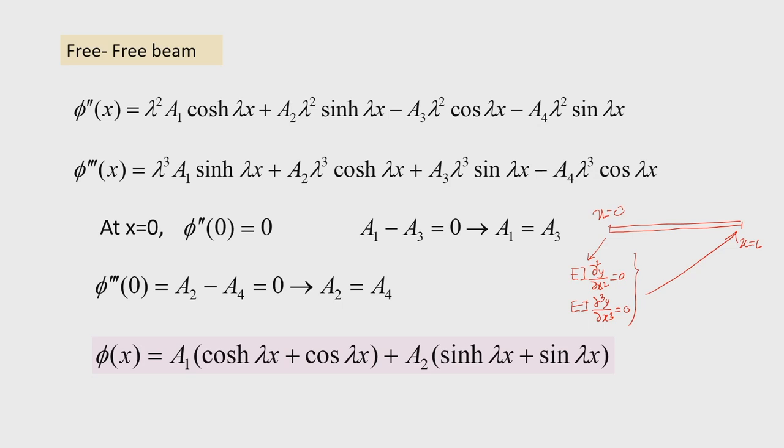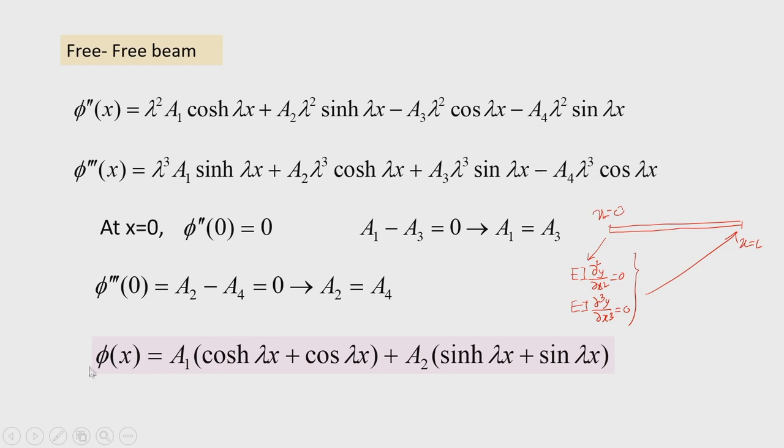So we are utilizing this second and third derivative again, and at x is equal to 0 you are getting this condition phi double prime equal to 0. So that gives a1 minus a3 equal to 0, that is a1 equal to a3. When the shear force is taken 0, that is the third derivative, then we are getting a2 minus a4 equal to 0, that is a2 equal to a4.